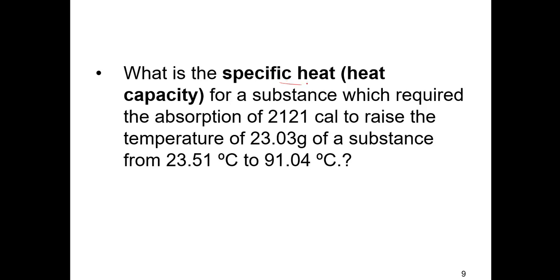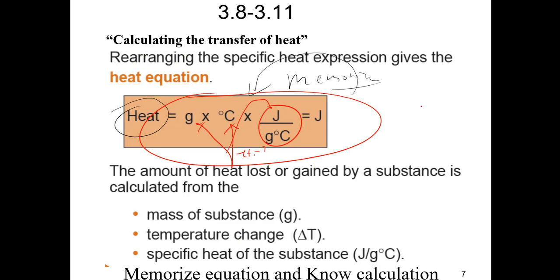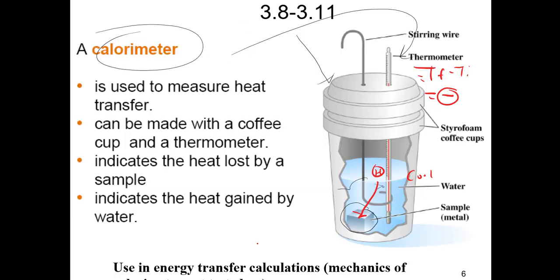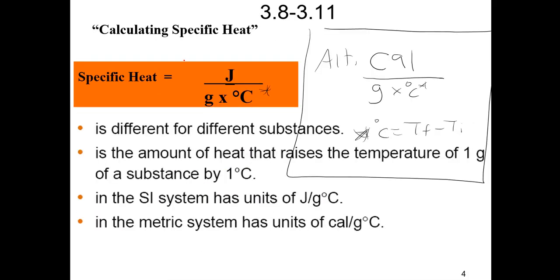Here's the next problem. What is the specific heat for a substance which requires the absorption of 2,000 calories to raise the temperature of 23.03 grams from 23.51 Celsius to 91.04? Now, given a problem like this, you have two equations that you've memorized. Either this one right here, that's the heat transfer equation, or this one right here, the specific heat equation.